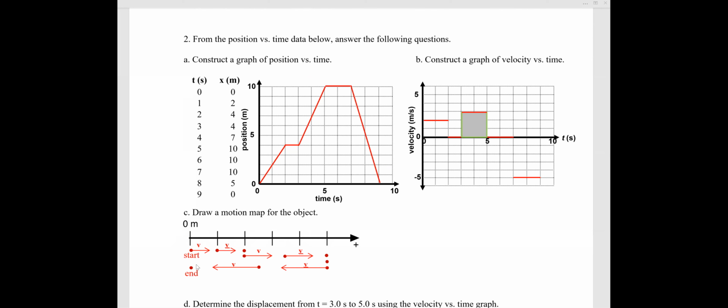You don't necessarily have to put end if you have the start marked clearly, but I always recommend that you put the end as well. And whether you have an arrow on this last dot is either or, with or without, because we don't really know from the graph. The graph stops, but we don't know if the motion actually stopped. So just putting a dot is fine, or putting an arrow on that final dot is also acceptable. Any questions on A, B, or C?